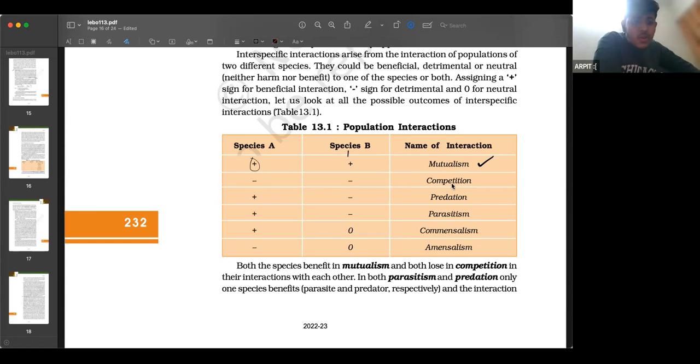Sir, but what is the loss for them? The loss is that, yes. That's a very good question. That's a beautiful question. How can we say that there is a loss for both?